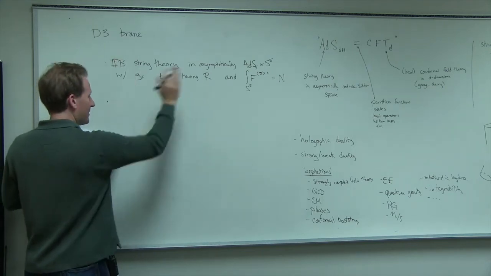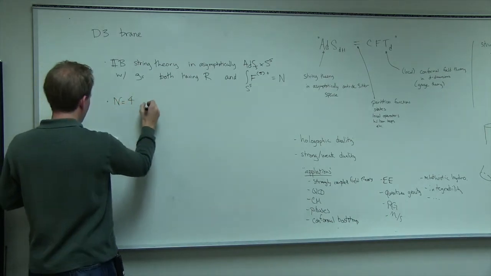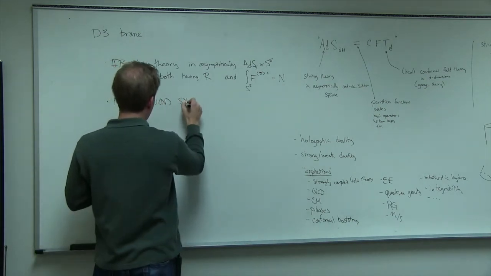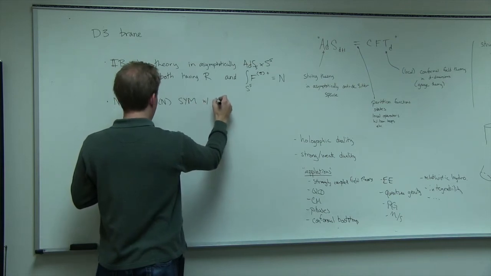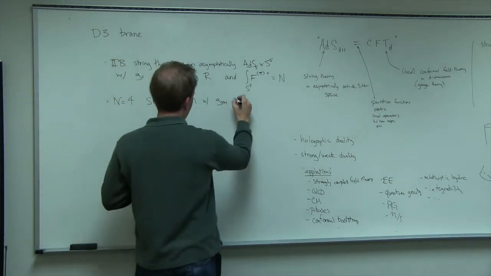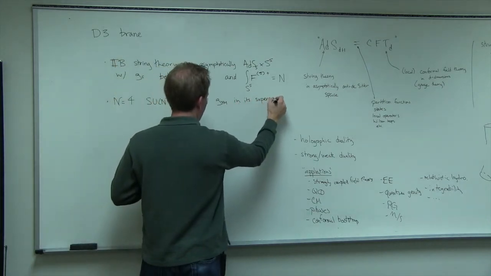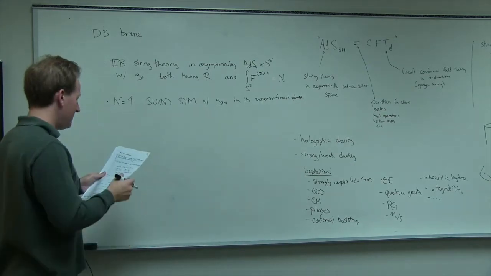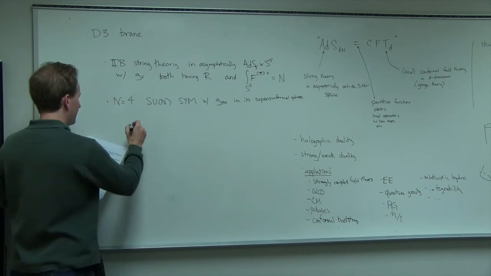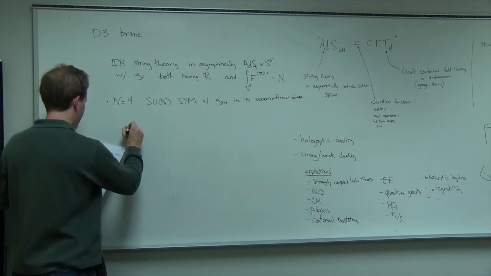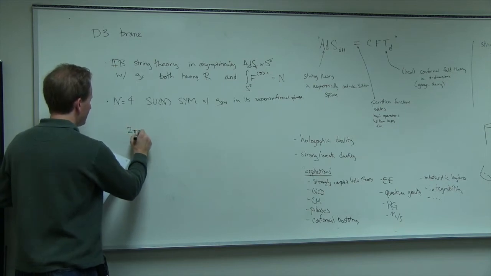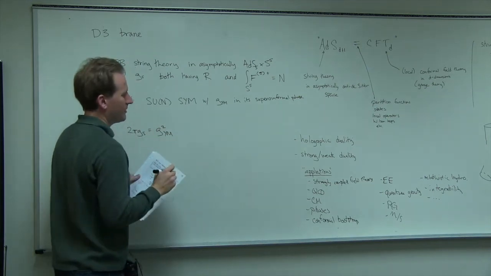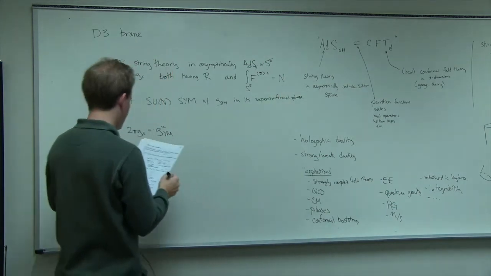But, so on the one hand you have this is the left-hand side. And on the right-hand side, you have N equals 4 SU(N) super Yang-Mills, with coupling constant g Yang-Mills, and it's in the superconformal phase. And the claim is that these two things are equal. And I'll give you the first elements of the dictionary, and then this will explain why I was emphasizing the fact that there are these two parameters.